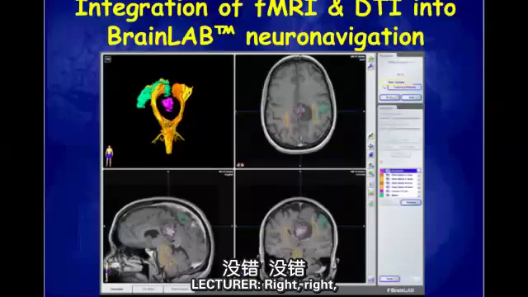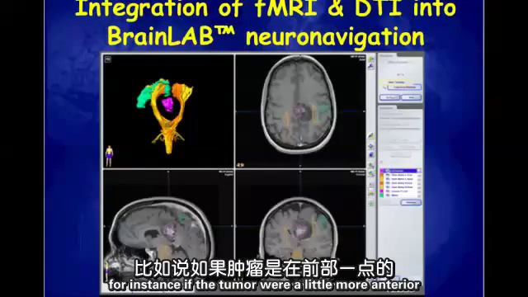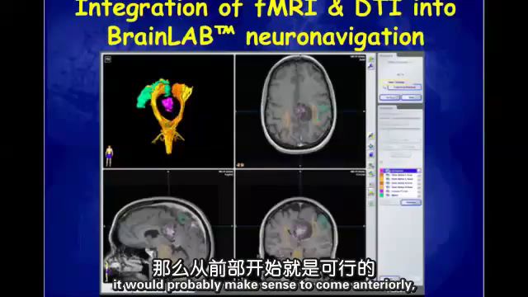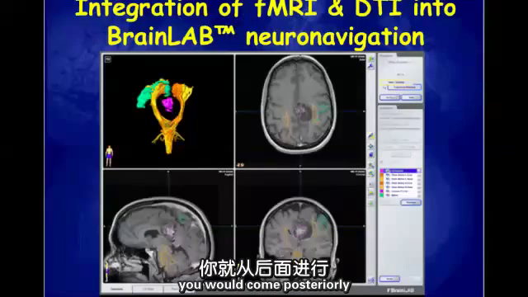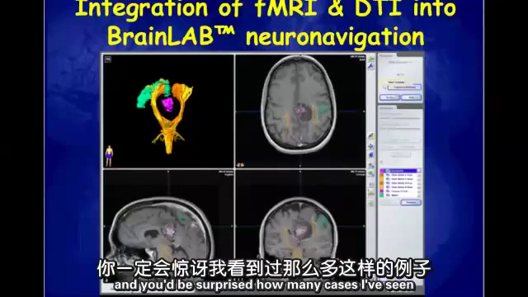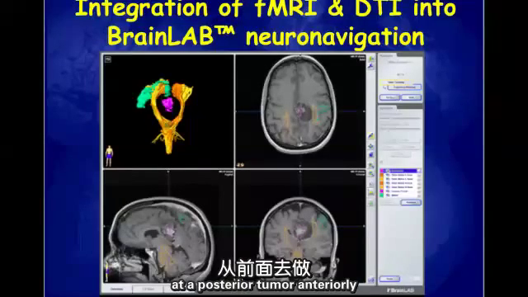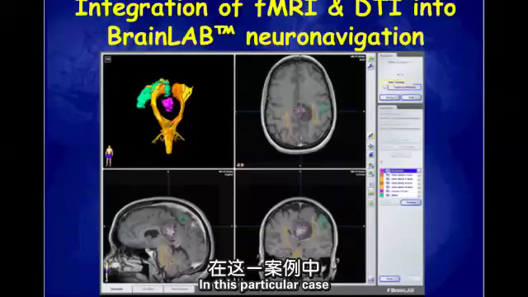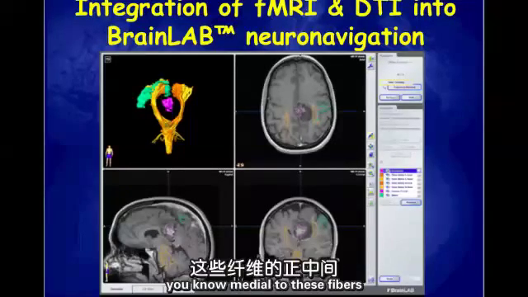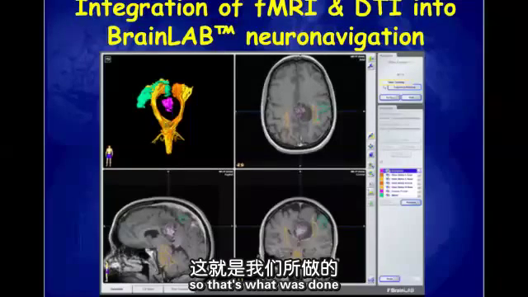Right. So in this particular case, for instance, if the tumor were a little more anterior, it would probably make sense to come anteriorly. If it were posterior to motor fibers, you'd come posteriorly. And you'll be surprised how many cases I've seen where people were trying to get at a posterior tumor anteriorly and just cut right through the motor fibers. In this particular case, it happens to be sitting right just medial to these motor fibers. So you're right, the only approach to this is with the interhemispheric. So that's what was done.